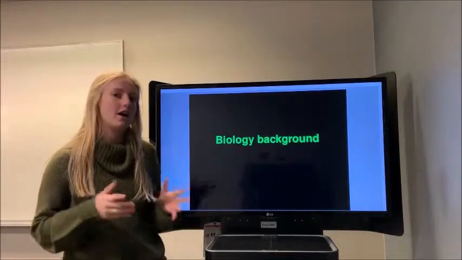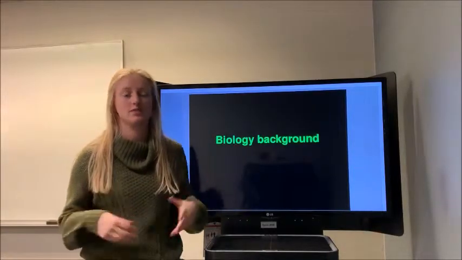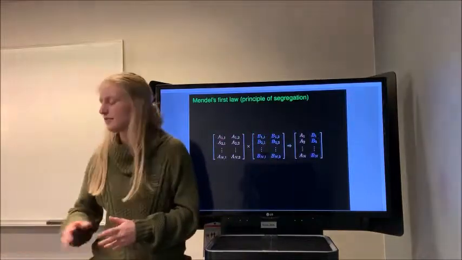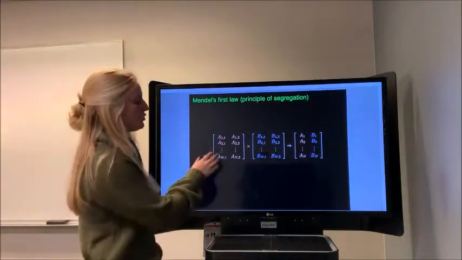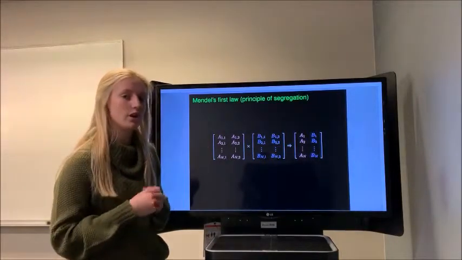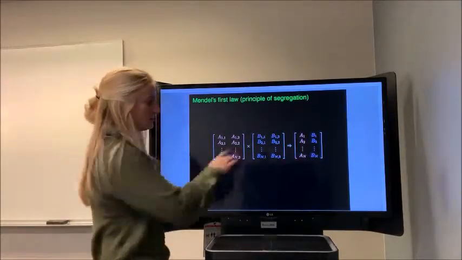So now just a quick biology background on those chromosomes that we're looking at to make those predictions. Here we have two sets of chromosomes, and we're going to cross them together to produce that offspring, also known as a progeny over here.